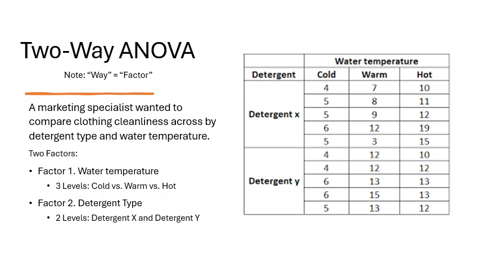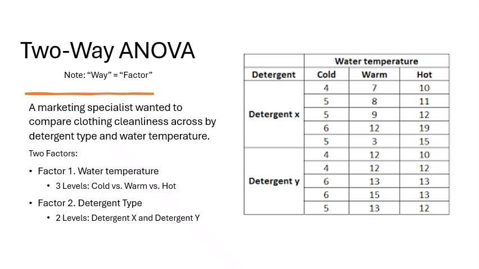And we can see in the first factor, levels being an appropriate word because we have a gradation. We do have different levels of water temperature. But in this second factor, a better word might be condition, because detergent X and detergent Y are not levels of anything. So the language can get kind of muddy, so just know that these words are used interchangeably.